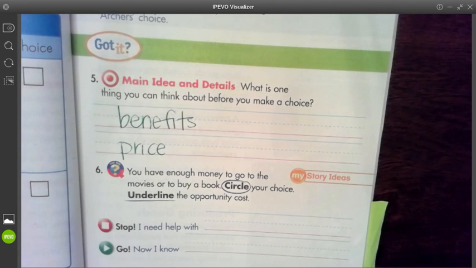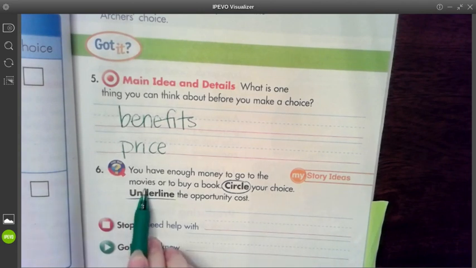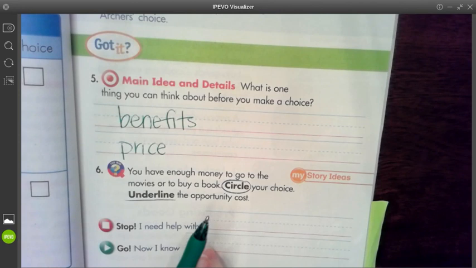It's just an opinion, and you can have different answers. So it says, you have enough money to go to the movies or to buy a new book. So it says circle what you would pick. So how many of you would pick movies? If you would pick movies, circle that. How many of you would pick book? If you would pick that, circle that.